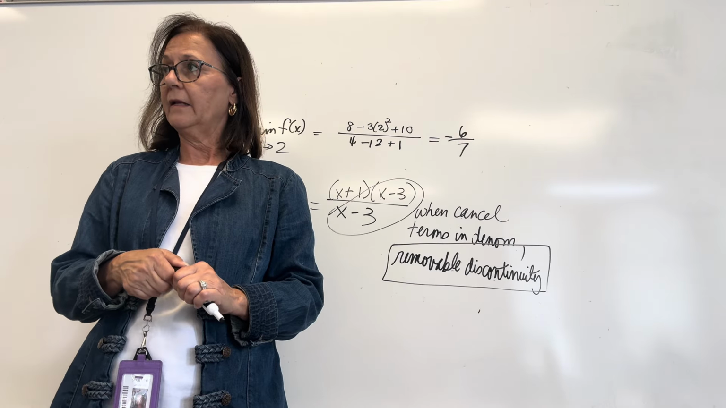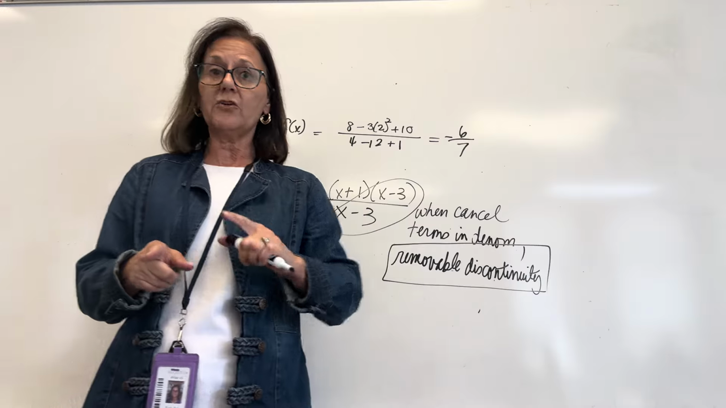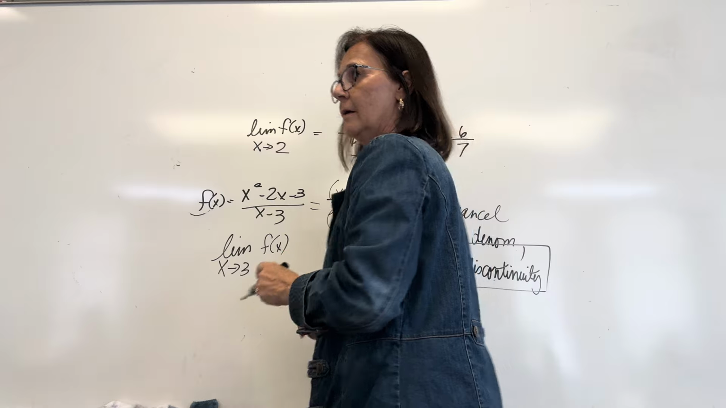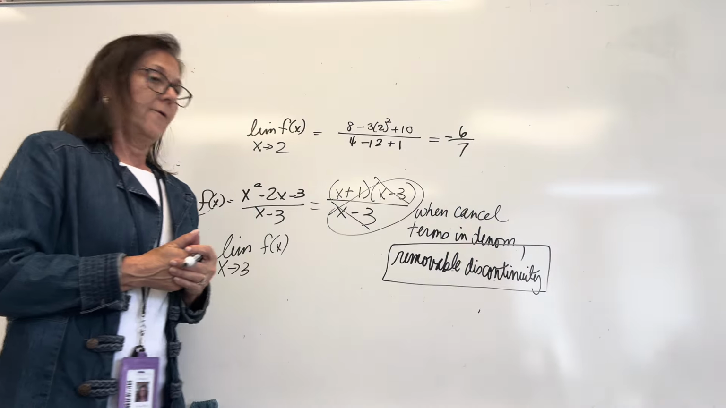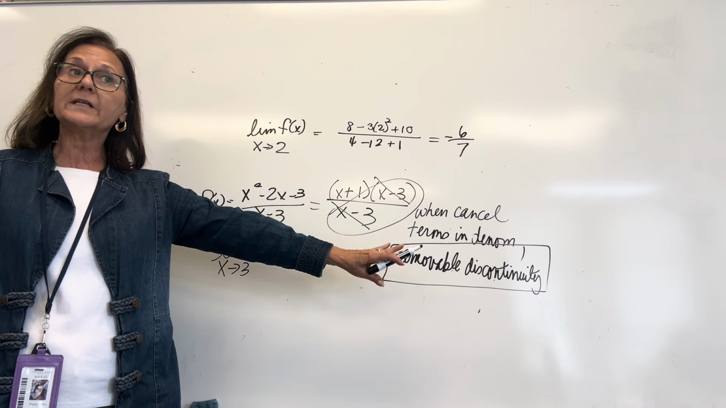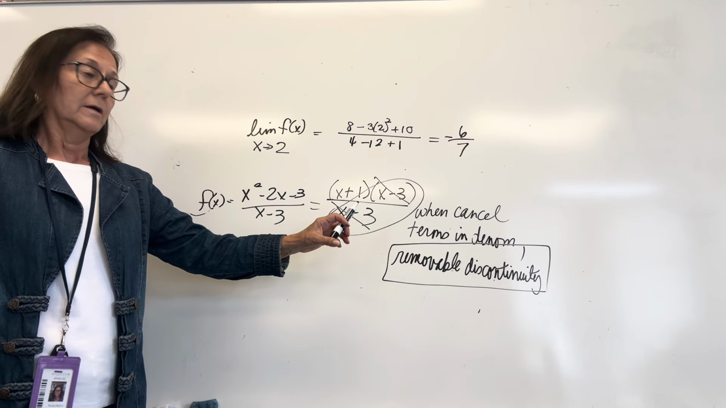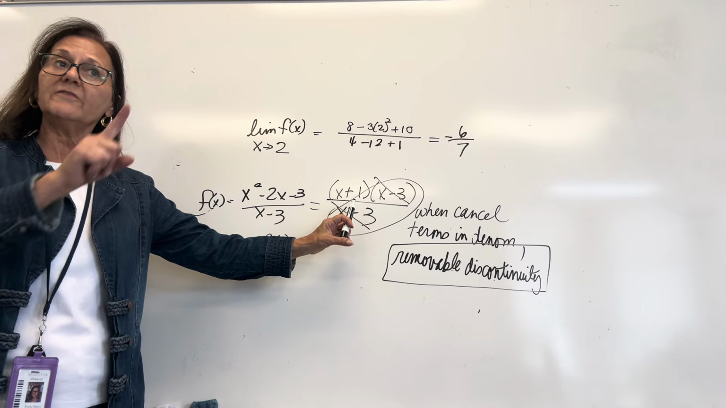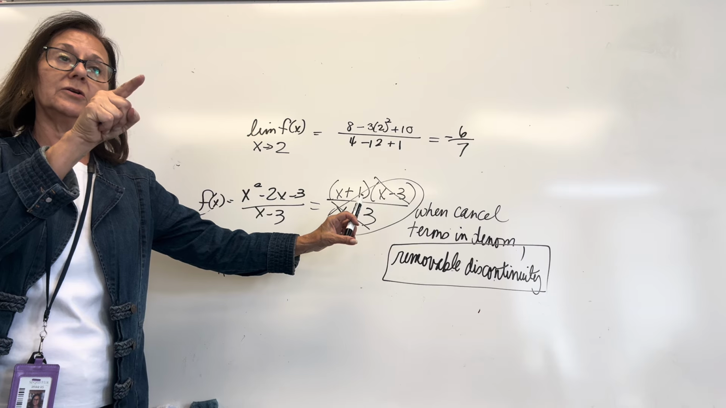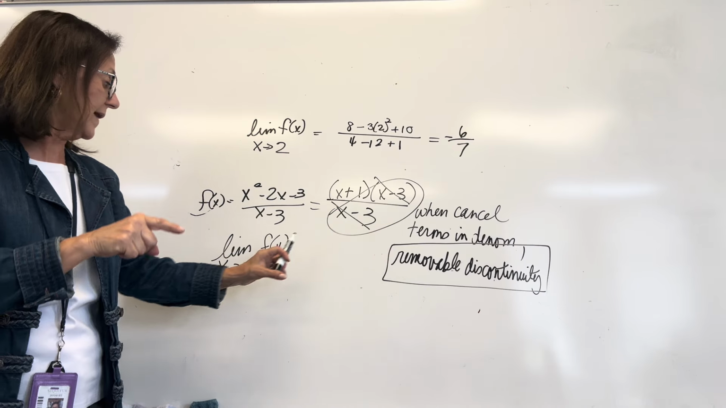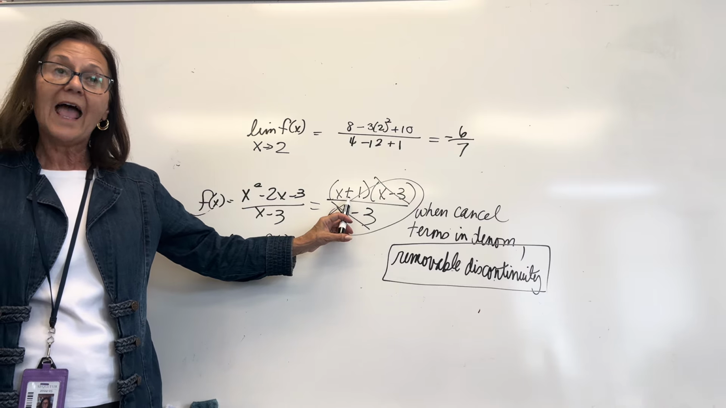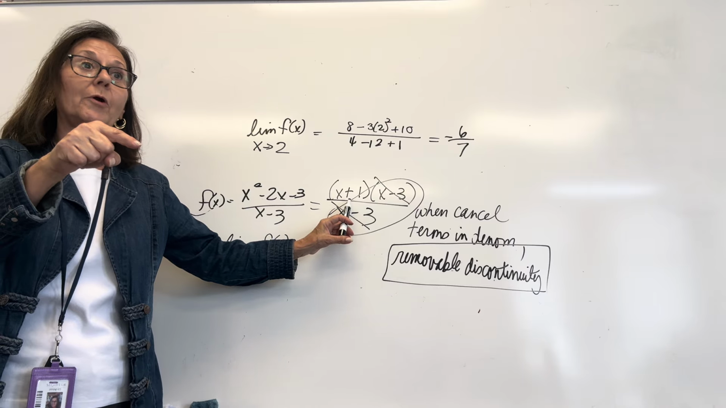It does discontinue, but we can remove it because we can cancel them. You need to know the words removable discontinuity. It still is undefined because the hole really is there. But the limit is easier to find because now all we have to do is plug in 3 to the terms that are left, and that tells us what y is approaching.